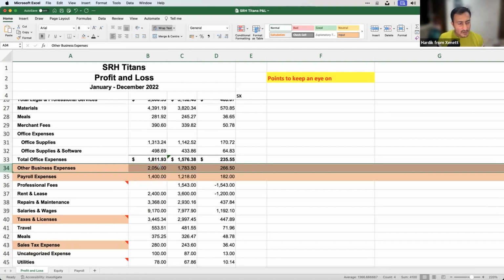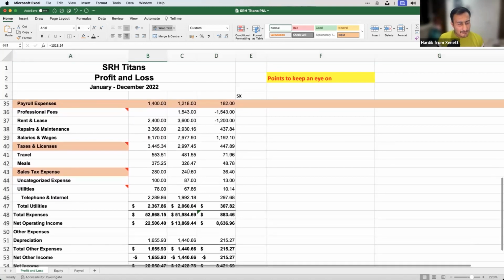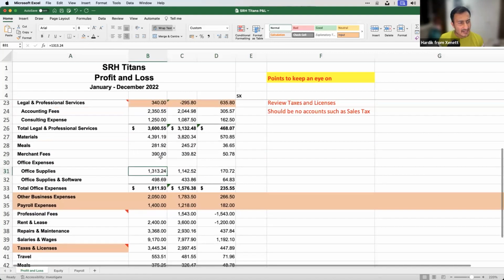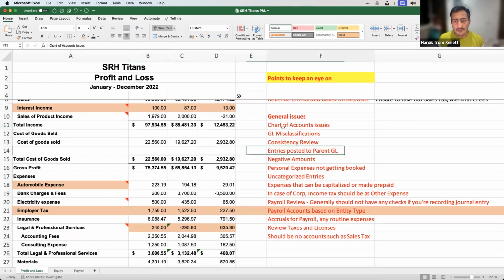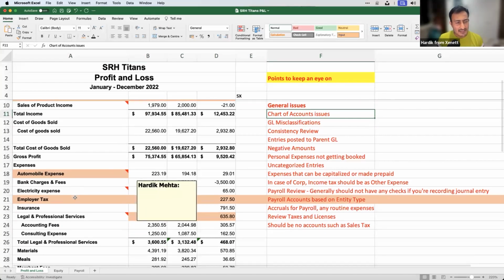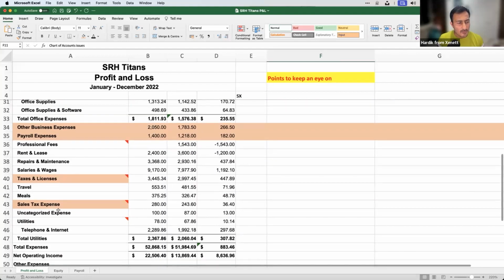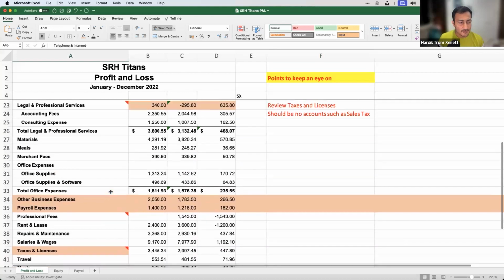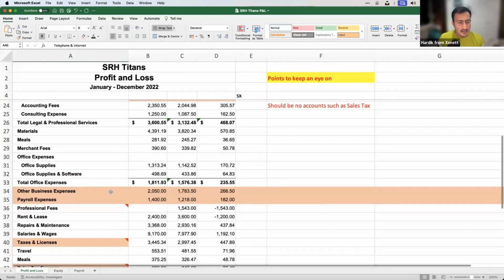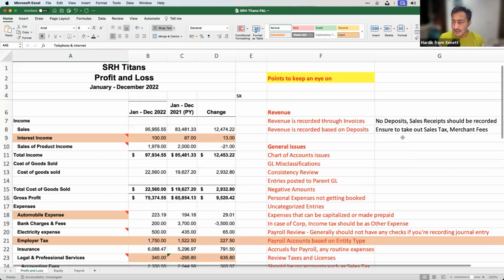All right. So that's pretty much it. This all would be covered in chart of account issues. So like electricity, I would rather move it from there, put it here under utilities, right? So that's that.